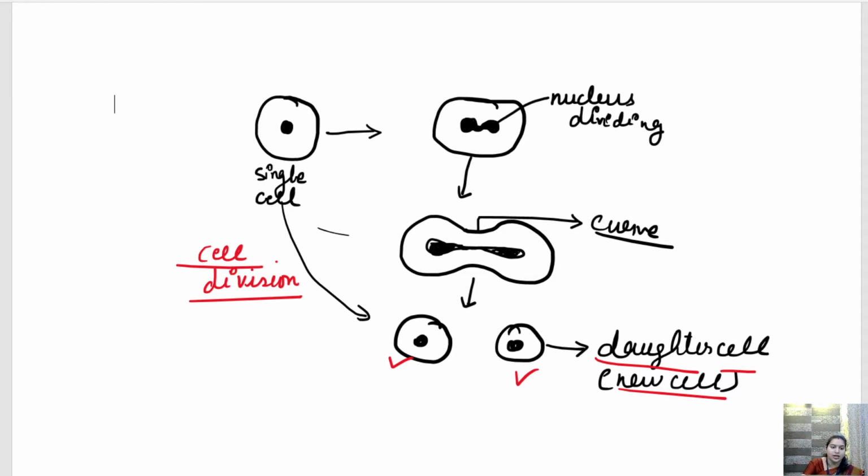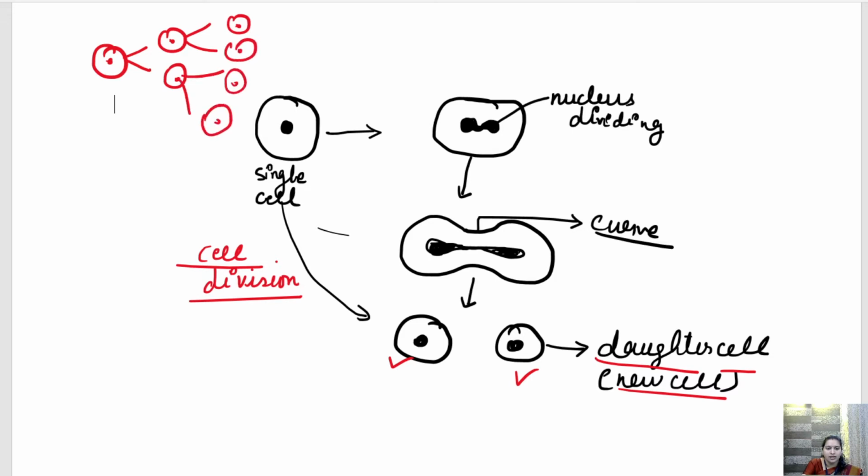Like, there is one single cell that will divide into two cells. Now these two cells will again divide into two more cells. So they will form four cells. Again, they will further divide into different parts. So this is growth. Alright. In this way, growth occurs.